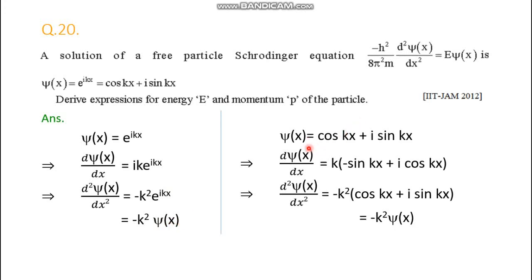We have another solution of this equation, psi x equal to cos kx plus i sin kx. So the first differentiation is this one, and the second differentiation is this one, and this is nothing but minus k square into psi x. Therefore d2 psi x by dx square, from both solutions, we have got the expression minus k square into psi x.